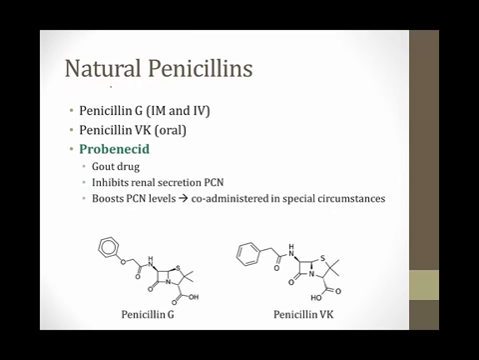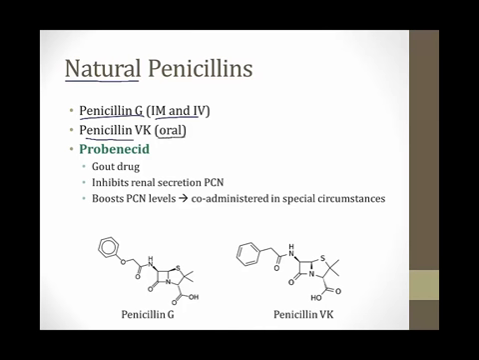Now we'll begin our discussion of specific types of penicillin antibiotics, and I'll start by discussing the so-called natural penicillins. These drugs get their name because they are similar to penicillins found in nature. Penicillins are produced by some fungi. That's how these drugs were initially discovered. The two natural penicillins are penicillin G and penicillin VK. Penicillin G can be given IM or IV. Penicillin VK can be given orally.